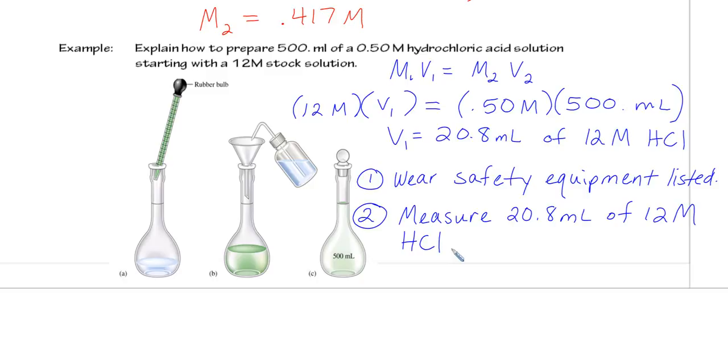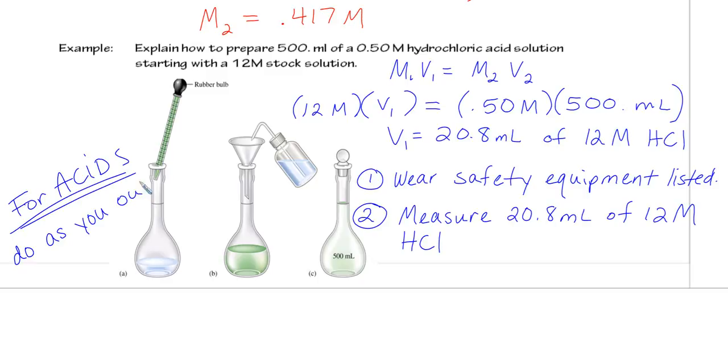Okay, so now here's something specific for acids. And this is kind of important too. For acids. In college, I had this tiny little Southern chemistry professor. Her name was Dr. Tammy Melton. And Tammy always taught us this. Do as you oughta. Put the acid in the water.